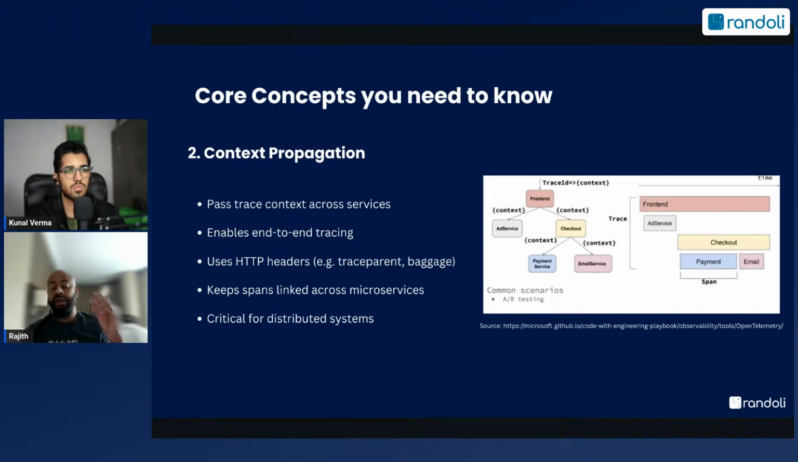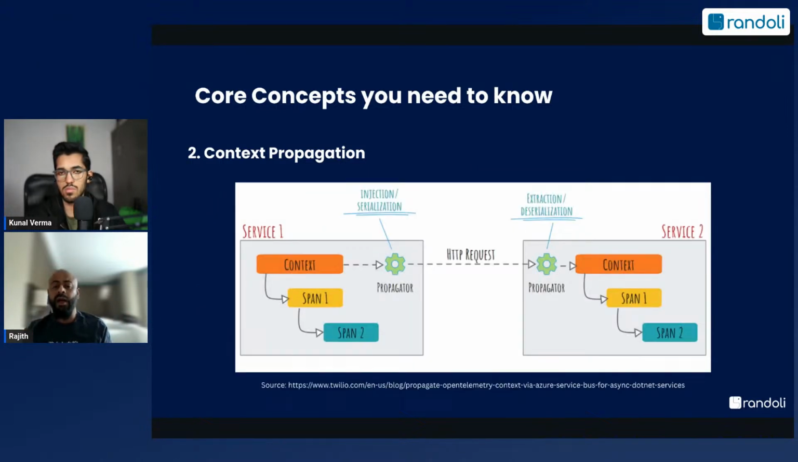So in the context propagation case, what's happening here is, you can see a simplified diagram where, from front end it goes to another service, and from there onwards to the checkout service. So they're trying to capture all of those steps, and preserve that context for that particular transaction, right? And these are modeled as, if you go to the next slide, I think it's easier to explain. These are modeled as spans.